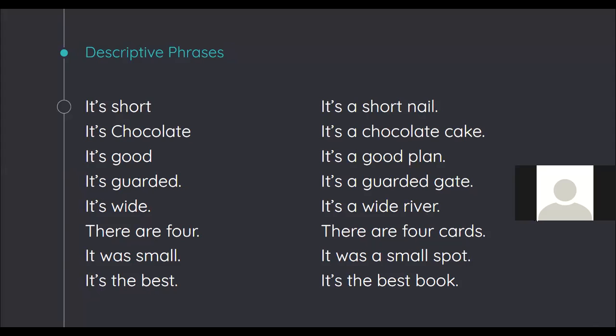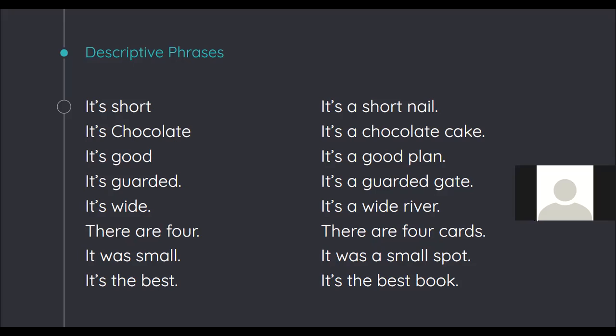If I were to say it's chocolate, it's chocolate. But when I say it as a sentence, I would say it's a chocolate cake. I wouldn't say it as it's a chocolate cake. I would say this, it's a chocolate cake. I would want to emphasize the noun.